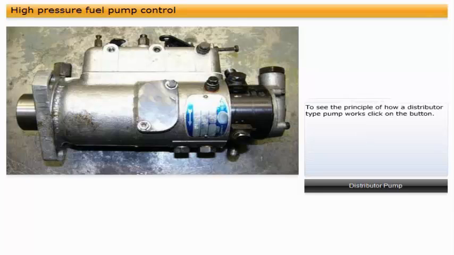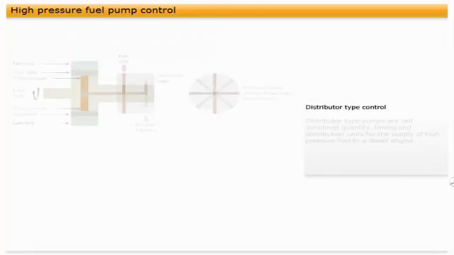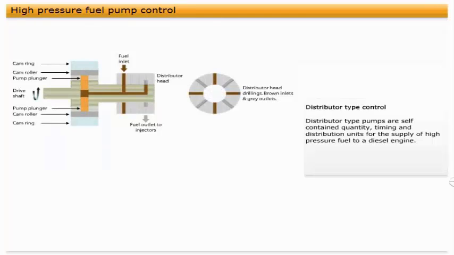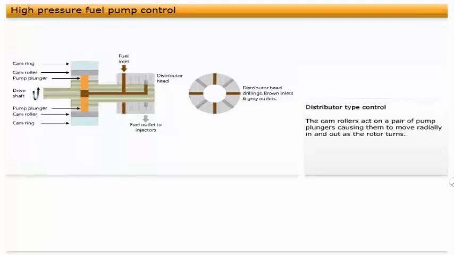Distributor-type pumps are self-contained quantity, timing and distribution units for the supply of high-pressure fuel to a diesel engine. A pump unit consists of a cam ring inside of a pump housing. The cam ring has machined cam grooves, one for each engine cylinder. A set of cam rollers are positioned within the cam ring and turn with the rotor. The cam rollers act on a pair of pump plungers, causing them to move radially in and out as the rotor turns. The rotor is part of the drive shaft and extends into the distributor head. It has two radial drillings, an inlet and outlet, which connect to a central axial drilling.